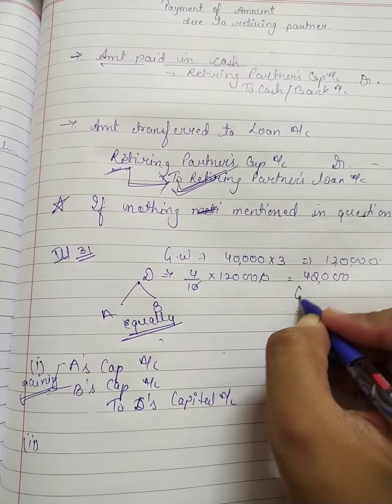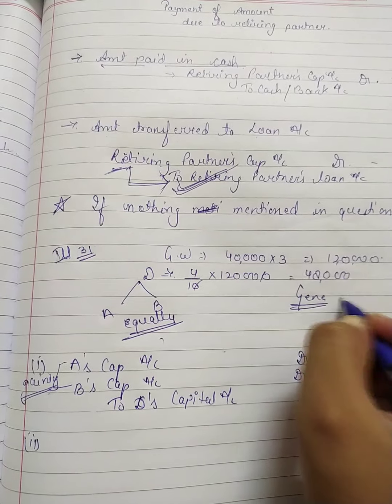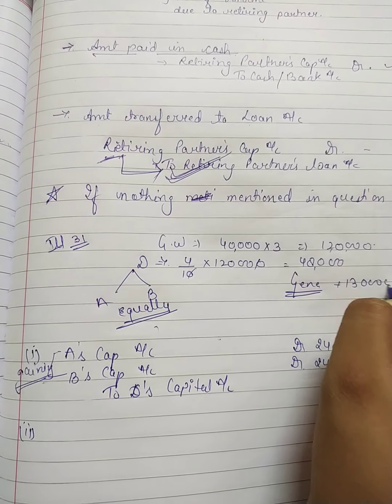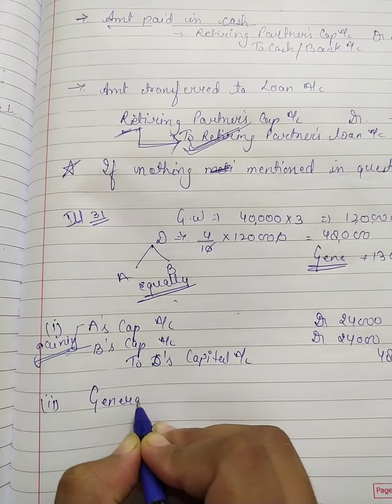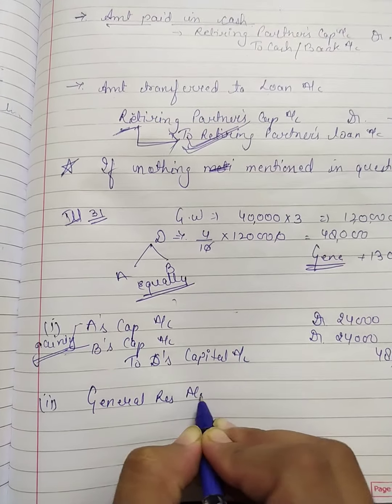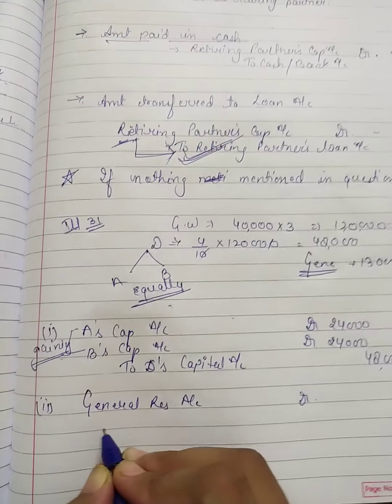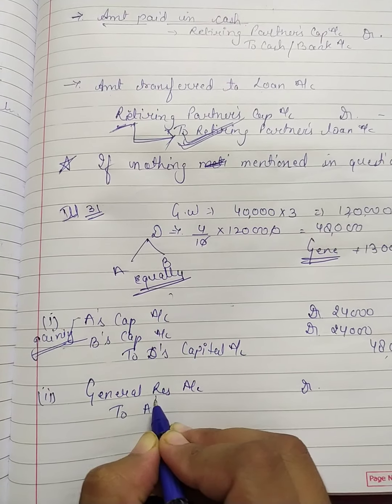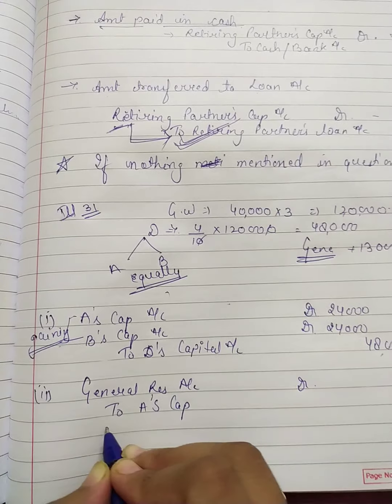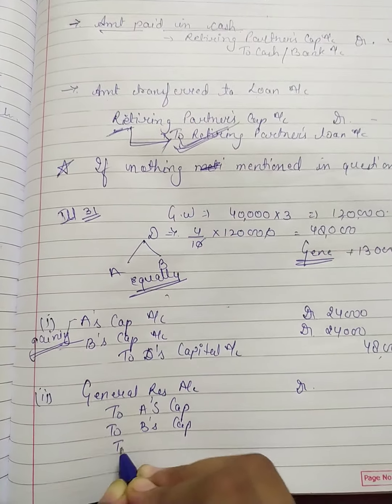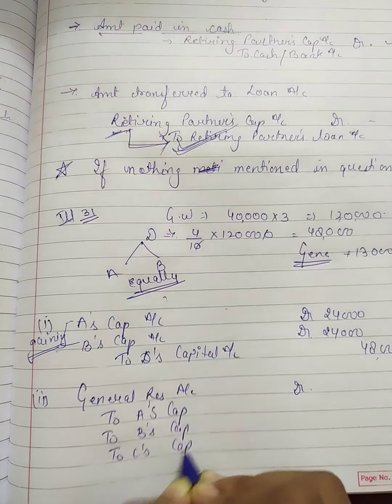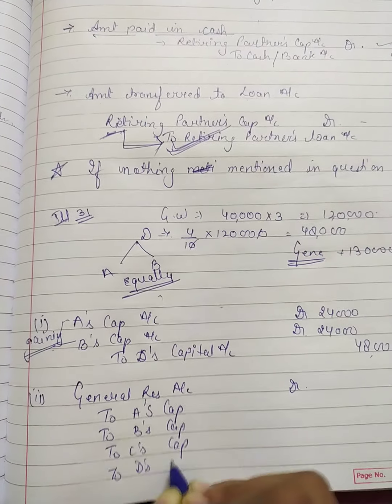Second entry we will make of general reserve. Okay, that is 1,30,000. Then general reserve account debit to A's capital, to B's capital, to C's capital, and to D's capital.